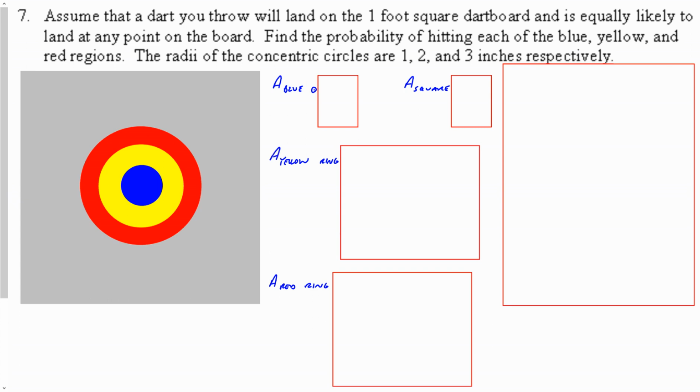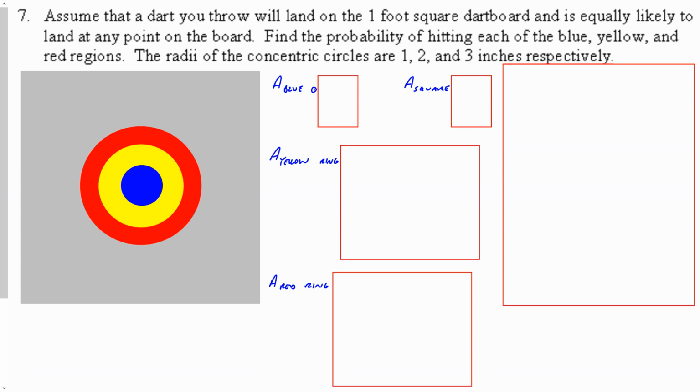Now, one that actually involves some area. Here we have a dartboard. Any dart that we throw, we're going to assume is going to land in that 1-foot square, which you see in gray on your screen. And it's equally likely to land anywhere on the board. It's important that that information is given so that we know it's not some sort of unfair or rigged game.